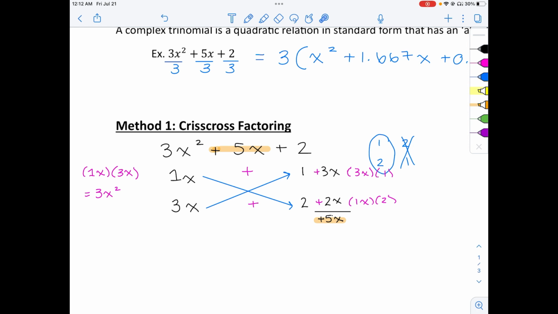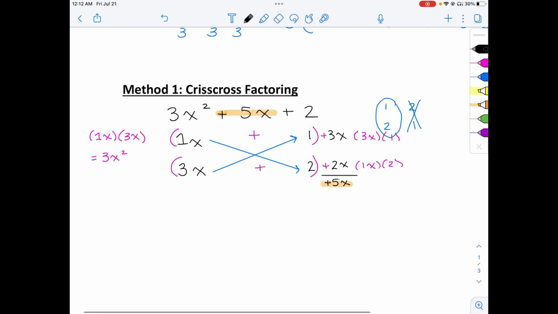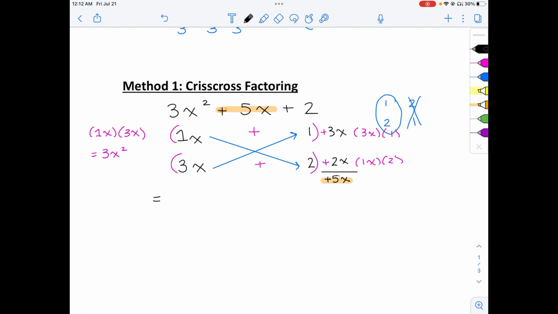Okay, so we've put our signs in here, the plus signs. Then the last thing is just to write a bracket like this on the top and one on the bottom. And then our factored form looks like this. We have equals, I'm not going to write 1x, I just write x plus 1. I'm just reading left to right on the top there. That's my first bracket. And my second bracket is 3x plus 2. And that is my factored form. Okay, so it's as easy as that.